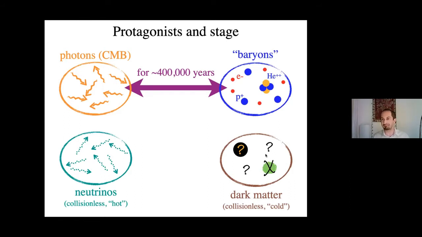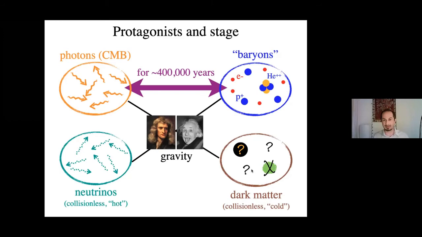And this, as far as we're concerned in terms of the CMB, for most applications can be anything that is collisionless, i.e. doesn't have any interactions besides gravitational, and is cold, meaning it has very small streaming velocities. And all of these protagonists are interacting through gravity. They feel each other's mutual gravitational interactions.